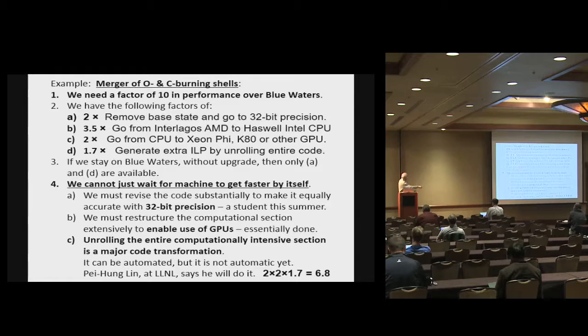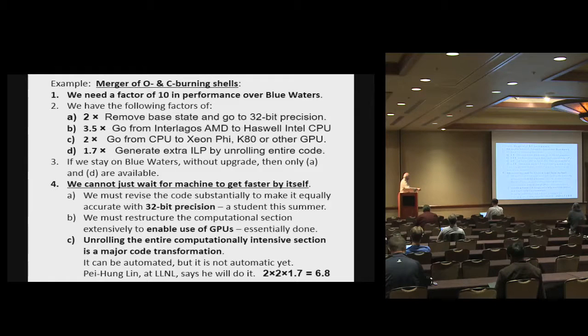We can get 2x by removing the base state and using 32-bit precision instead of 64, and watching Mao, the new graduate student who's sitting in the back, he's going to do it. And it's all going to be done by the end of the calendar year. It's just going to be fantastic. But that's only 2x. We needed 10.